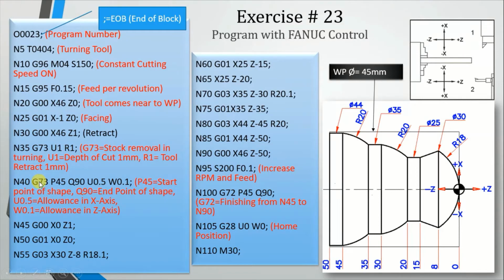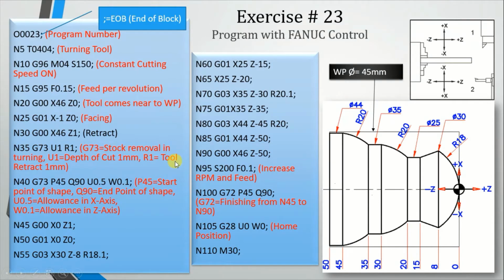In the next block G73 P45 Q90 U0.5 W0.1, P45 Q90 means P45 is the N45, Q90 is the N90. From here to here, this is our shape. Now, if you remember, we left the tool here at GX46 Z1, somewhere here.